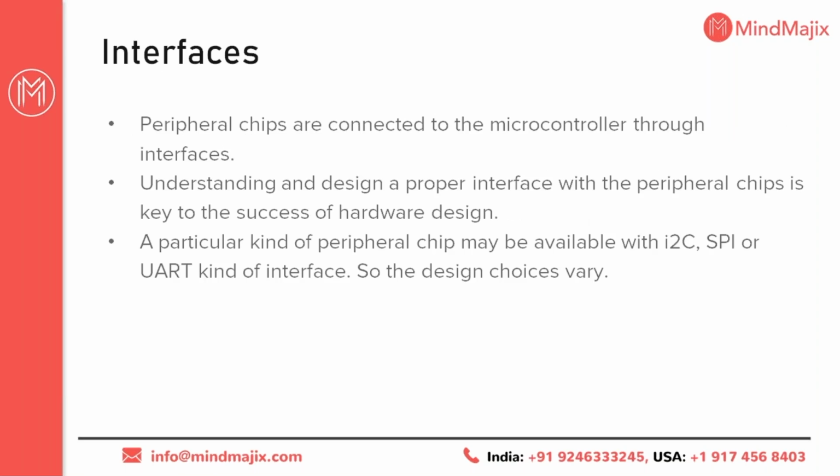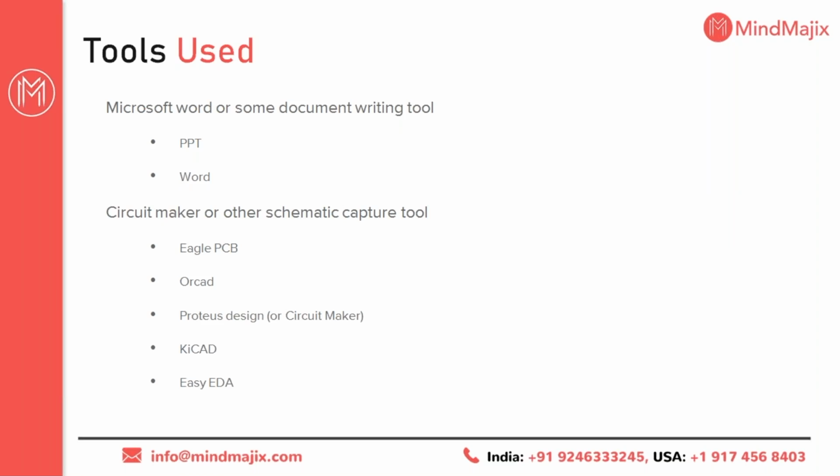And then, as we discussed, interfaces: peripheral chips are connected to the microcontroller interfaces. Understanding and designing proper interfaces with the peripheral chips is key to the success of hardware design. A particular kind of peripheral may be available with I2C, SPI or UART. So there are design choices, and one would go about selecting one of the interfaces for the peripheral chip. If you're using a sensor, whether you would select an I2C interface or an SPI is a design choice and a design concept. Typically, the tools that are used are a schematic capture tool, and for the block diagram, either PPT, Word, or a similar tool can be used.